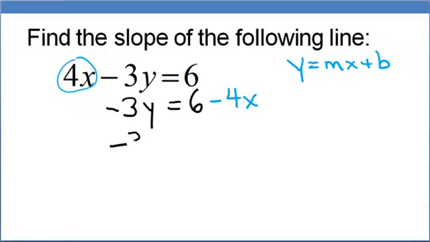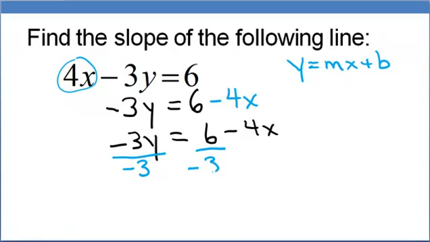So I have negative 3y, and I'm going to divide by negative 3. And then on the other side, I will also divide each of those by the negative 3. So I'm going to do it under each one. And now I'll clean up.